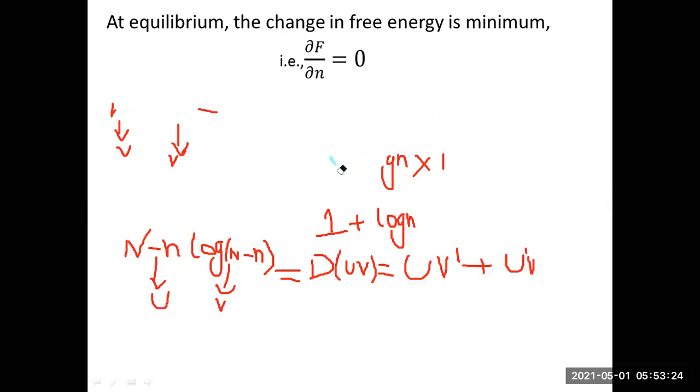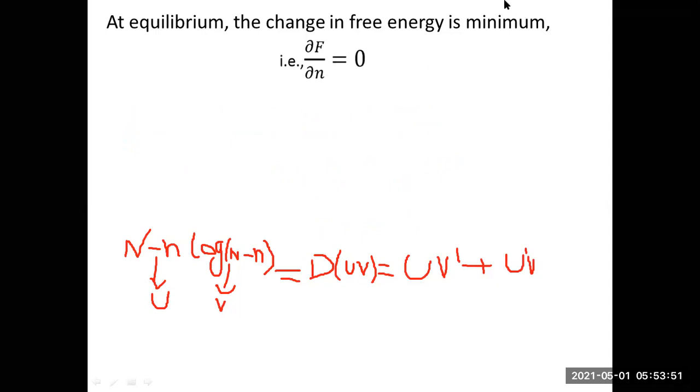Here we'll just do this second differentiation. Now this is also the value of small n log n, so we will do it again. So what we'll do here, we just differentiate this capital N minus small n log of capital N minus n, which is equal to d of uv is equal to uv dash plus u dash v. So you can just see this.